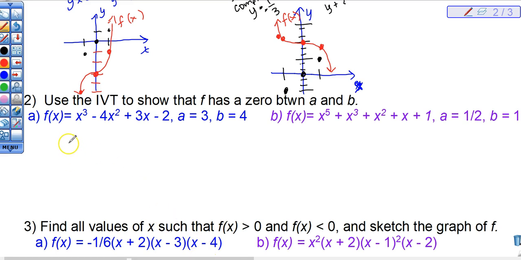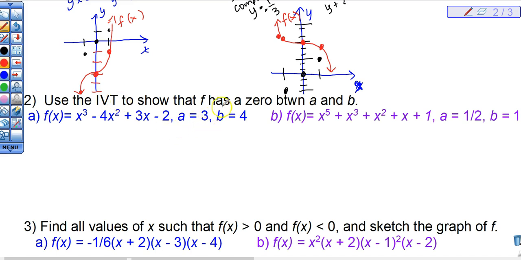Okay, number 2. Use the intermediate value theorem to show that the function has a 0 between a and b. So remember, a is your input, b is your input. So let's take a look at them. To use IVT, it has to be continuous and a polynomial. Is this a continuous polynomial? This function, does it fit the definition of a polynomial? Yes, so therefore it's a continuous polynomial. We can use the intermediate value theorem.